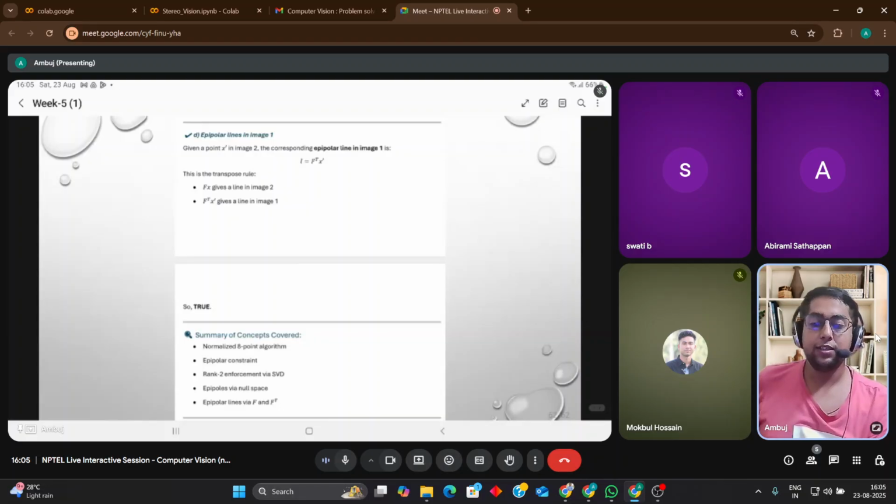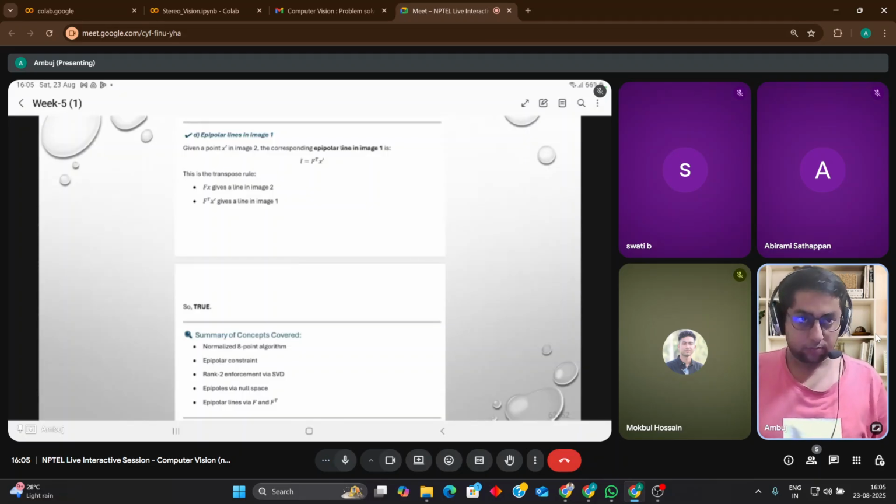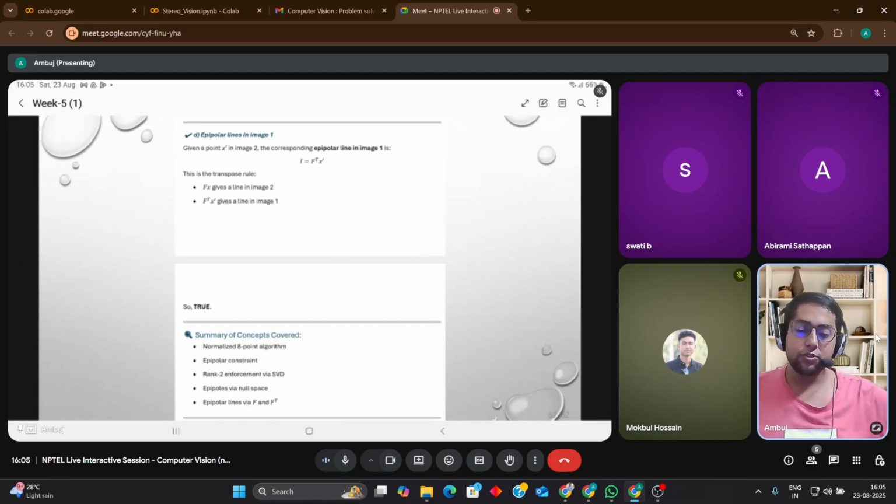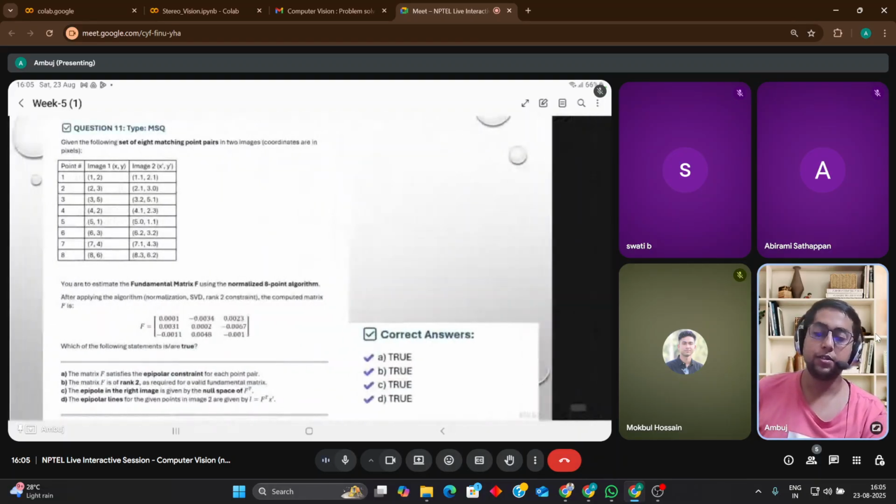For the epipolar lines in image 1, given point X dash in image 2, the corresponding line in image 1 is L equal to F transpose X dash. F X gives a line in image 2, and F transpose X dash gives a line in image 1. So this particular statement is also true. So all statements are true. Hence the answer would be all of the statements are correct.